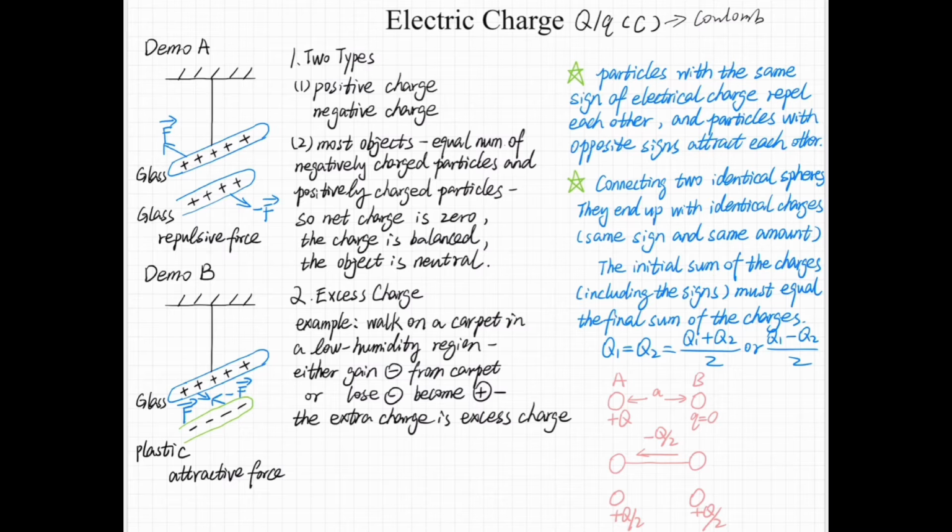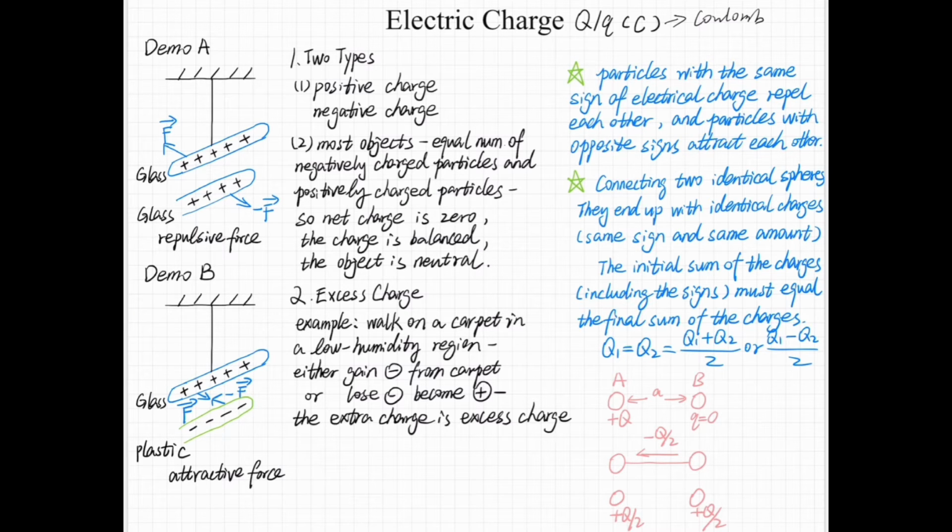Normally, you are approximately neutral. However, if you live in regions where the humidity is low, you know that the charge on your body can become slightly unbalanced when you walk across a certain carpet. Either you gain negative charge from the carpet and become negatively charged, or you lose negative charge and become positively charged. Either way, the extra charge is said to be an excess charge.